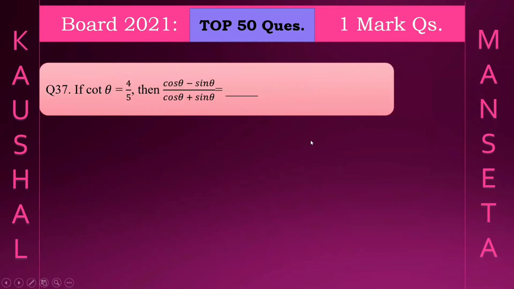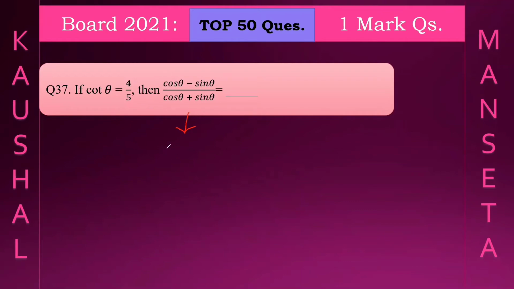37 number. If cot theta equals 4 by 5, then find the value of (cos theta minus sin theta) upon (cos theta plus sin theta). See, here we can find the answer two ways. First, find out the value of cos theta and sin theta from cot theta. And second way, you have to divide by sin theta in numerator as well as denominator.